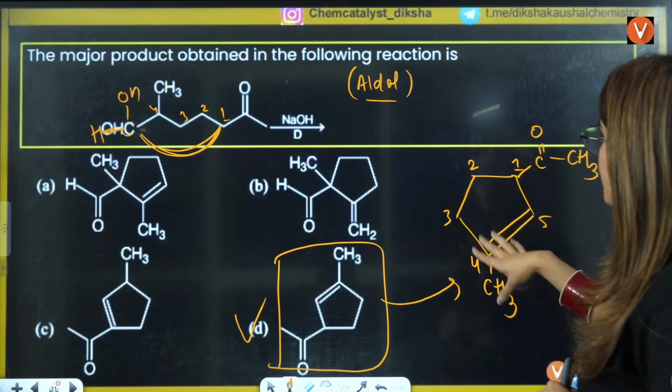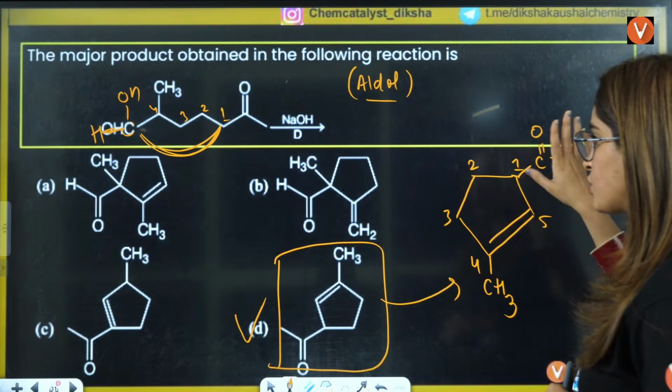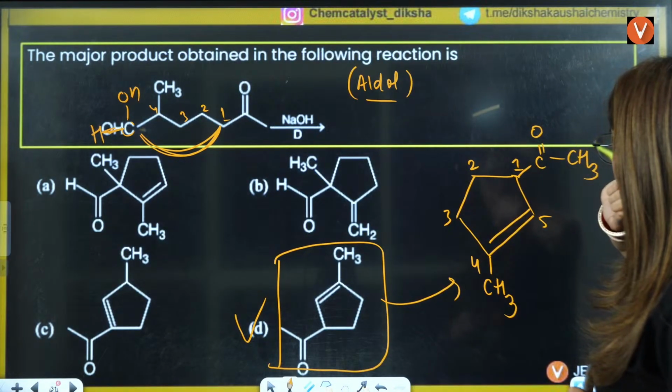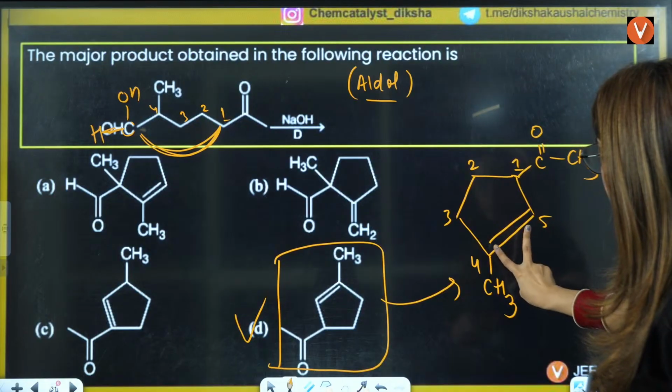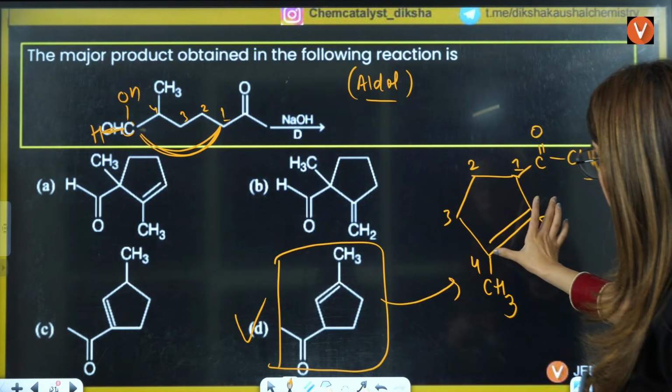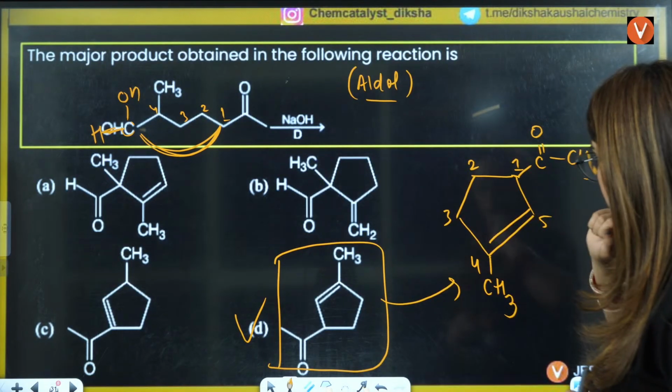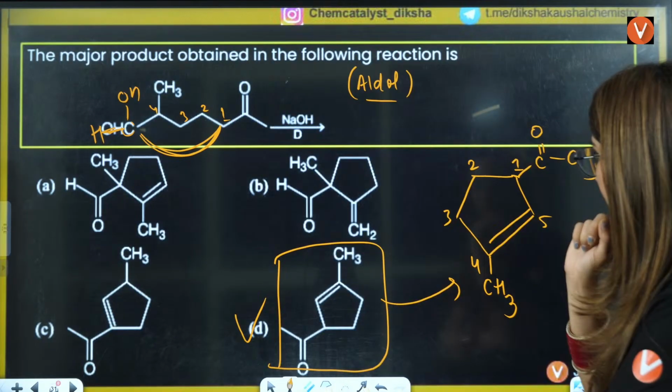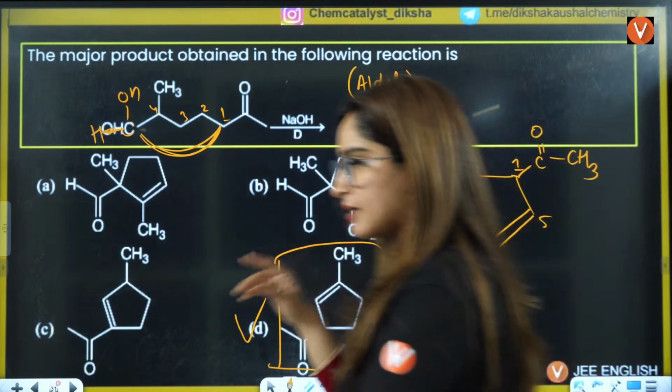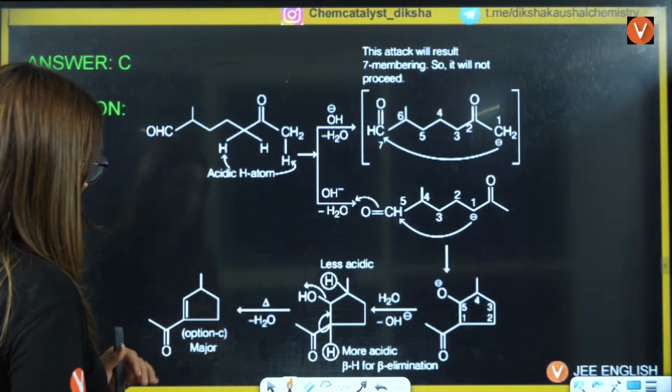First position is this, where you have COCH3. Right? So from alpha and beta position, you will take out water, right? And that will give you the double bond here. Then according to that, this should be the correct answer, isn't it? Or C?